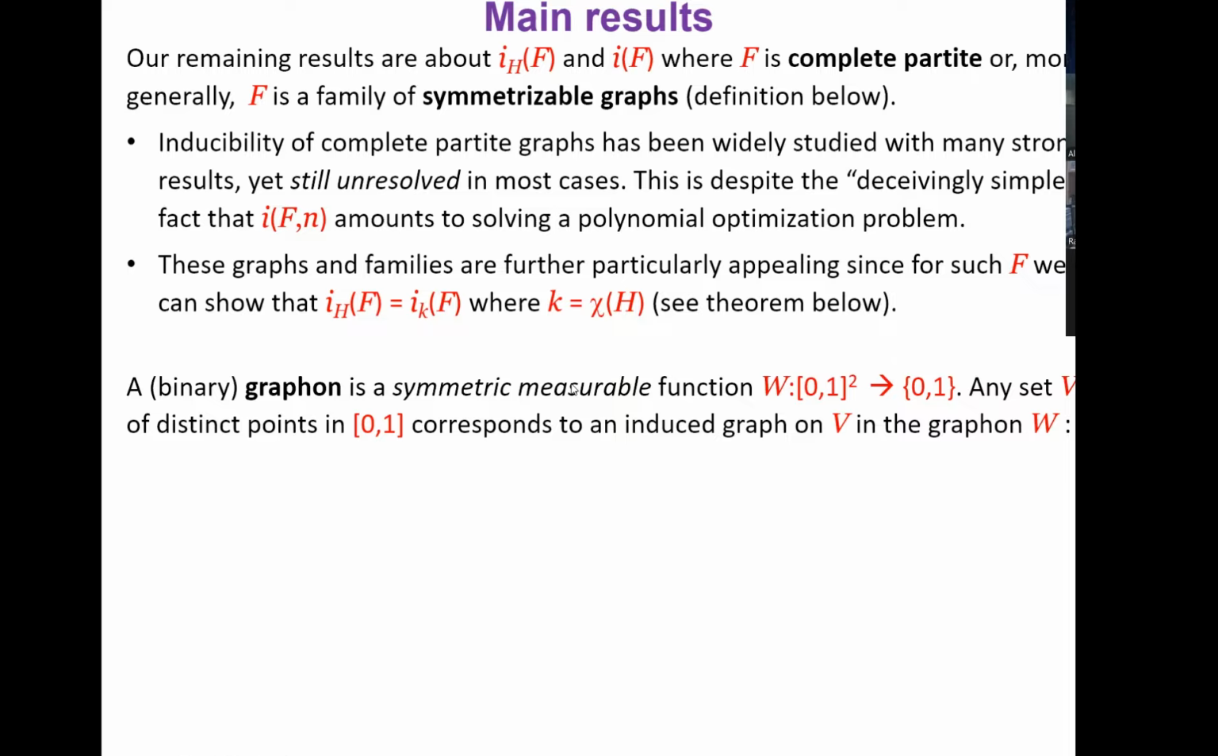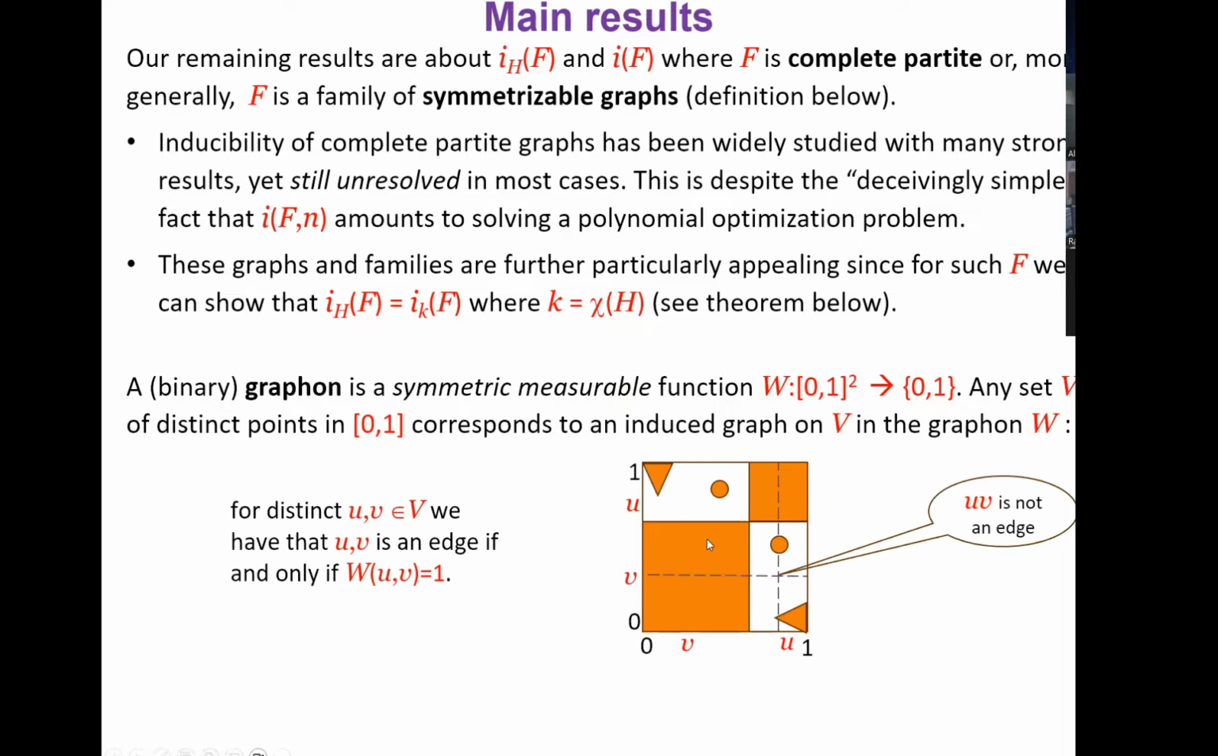So what is a graphon, or especially in my case, a binary graphon? A binary graphon is a symmetric measurable function from the unit square to the points 0 and 1. This is why it's binary. And how is it related to graphs? Of course, if you give me any set of V distinct points inside [0,1], then it corresponds to an induced graph inside the graphon. How does this work? So for example, here is a graphon. Orange is 1 and white is 0. You can see that this is a symmetric measurable function.